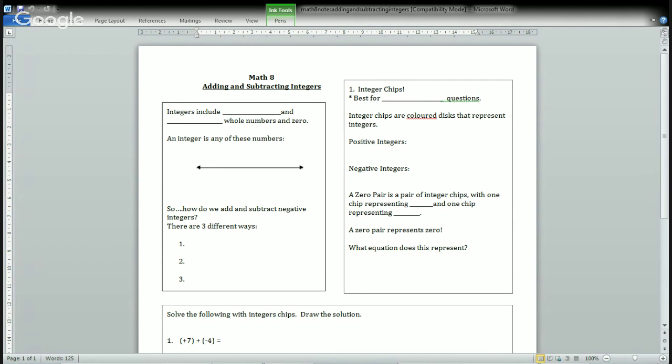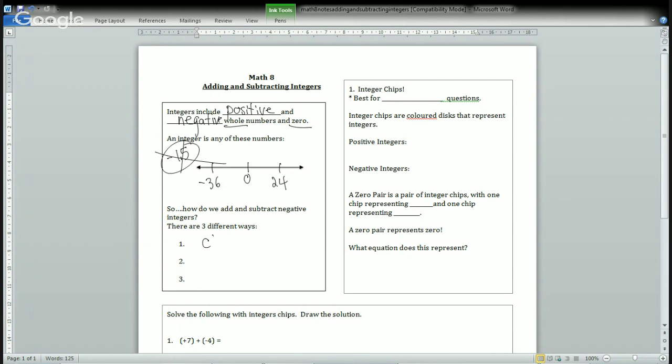Okay. Now, please write in the words as we go along. Negative whole numbers. Whole numbers mean no decimals, and they also include zeros. So 0 is an integer, 4 is an integer, negative 6 is not an integer. So I'm going to show you 3 ways on how to add and subtract integers.